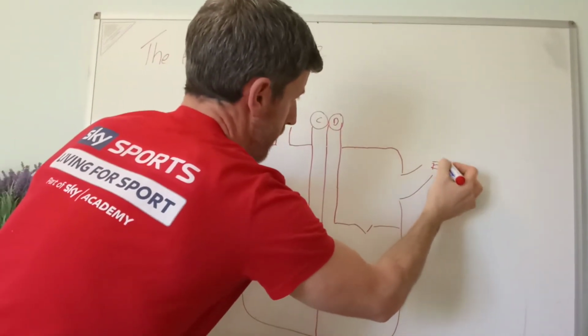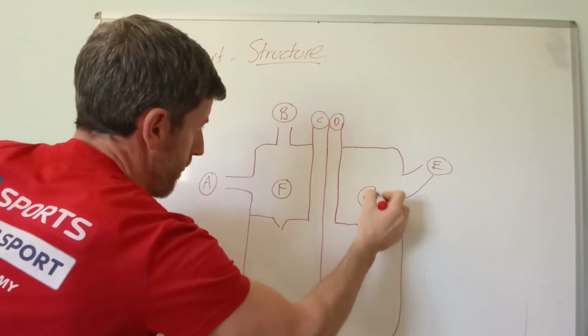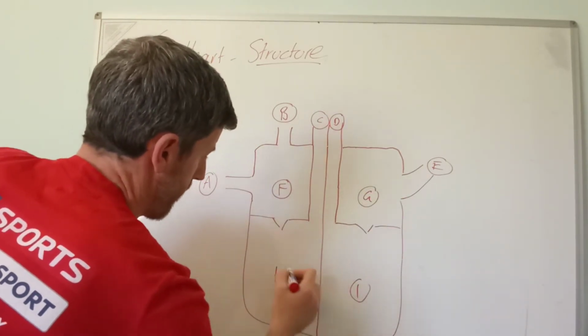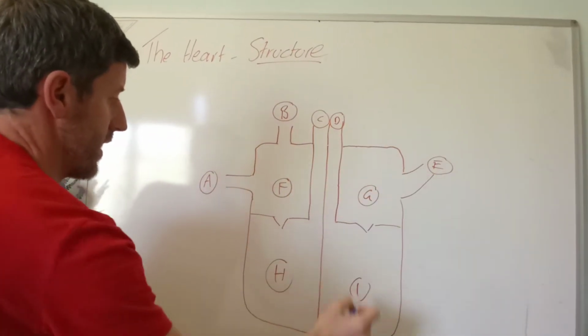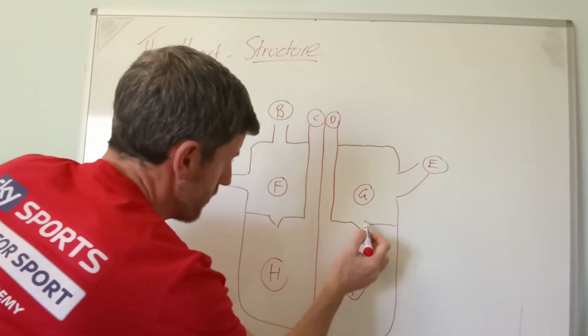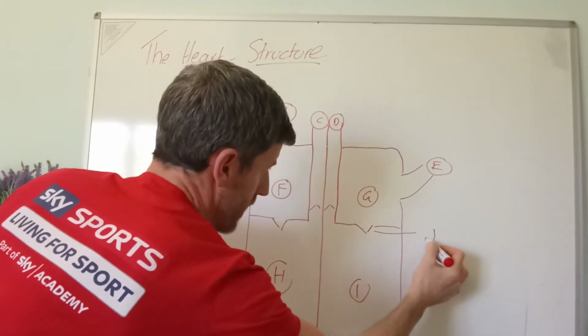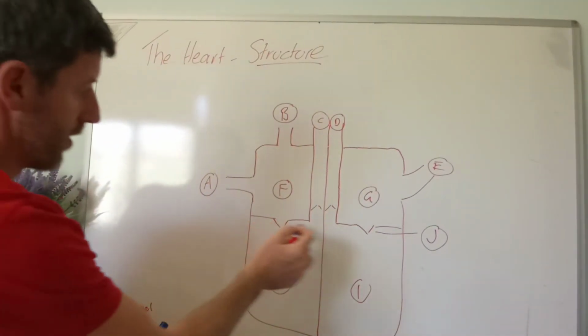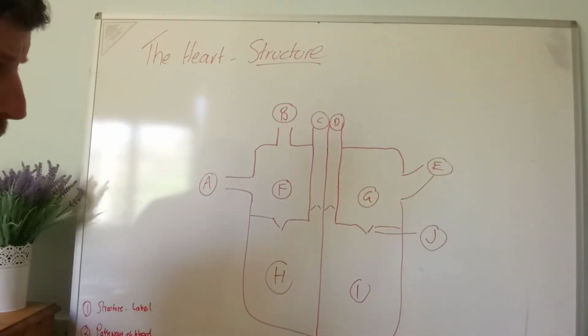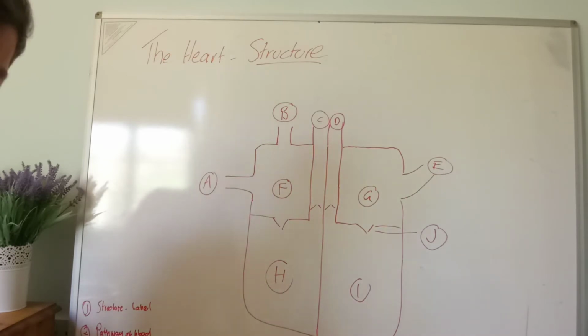D, E, we've got F, G, H, I. 1, 2, 3, 4, 5, 6, 7, 8, 9. 9 different labels that you need to know. Okay, and I suppose you could talk about all of these as one, so that would be J. Okay, now they are valves. I want you to pause the video in a minute, draw that, and get used to being able to draw that particular diagram, and then attempt to label it to start with. So if you can do that now, that would be great.